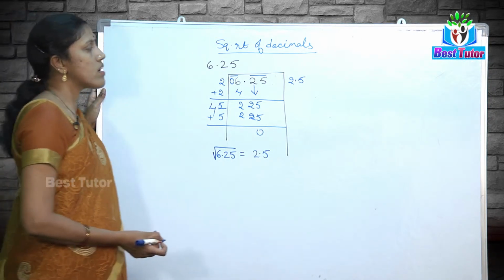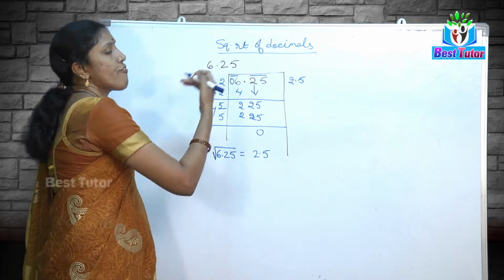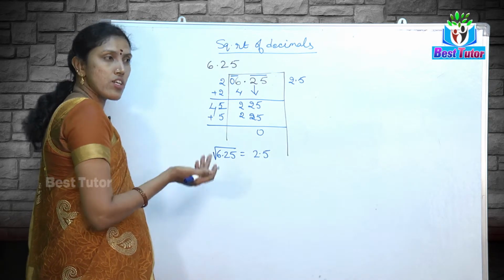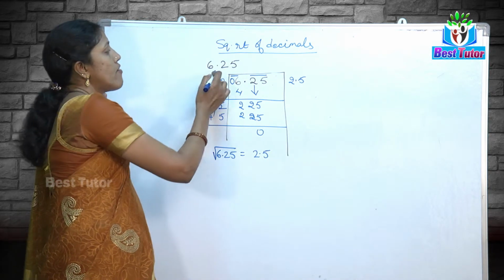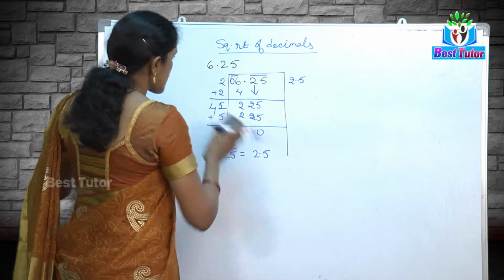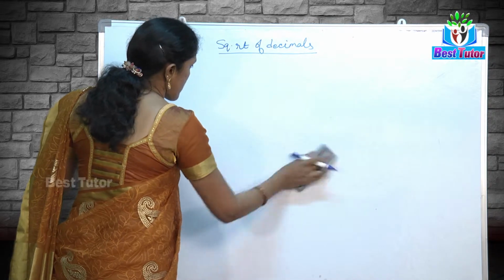Right. So, we have learned how to find the square root of the given decimal using a fraction procedure as well as a long division method. That fractional procedure will work out when we know that the given decimal is a perfect square. Let us move on to the next example.